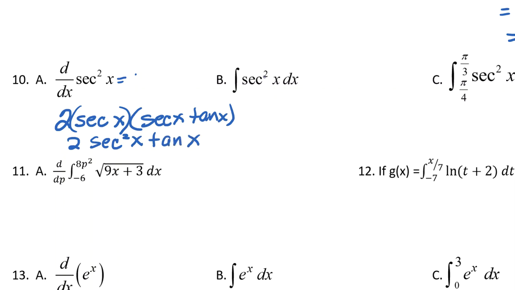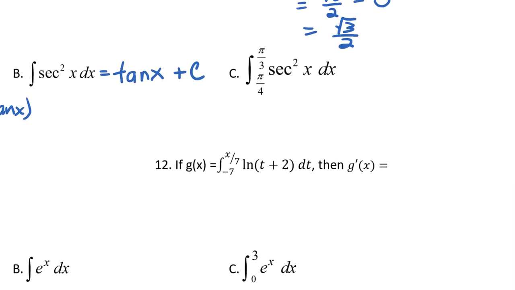Integrating, secant squared is the derivative of what? So our antiderivative, secant squared is the derivative of tangent x plus our constant of integration. And our evaluation theorem. So our antiderivative is tangent x, evaluated from pi over 4 to pi over 3.